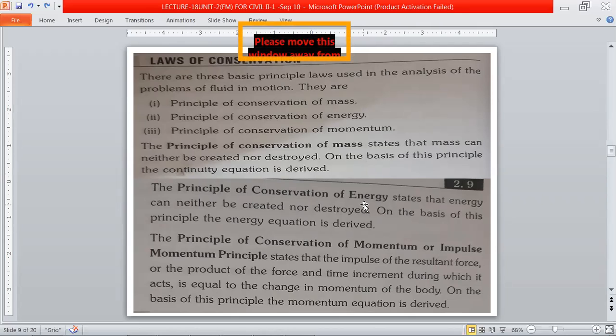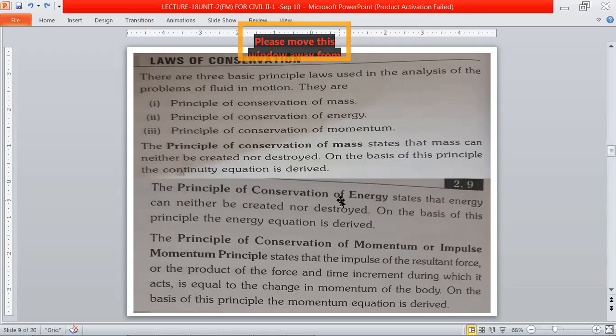Next, the principle of momentum or impulse momentum principle. It states that the impulse of the resultant force, or the product of force and the time increment during which it acts, is equal to the change in momentum of the body. On the basis of this principle, the momentum equation is derived. Each law of conservation has its own equation: the continuity equation for mass, the energy equation for conservation of energy, and the momentum equation for the impulse momentum principle.